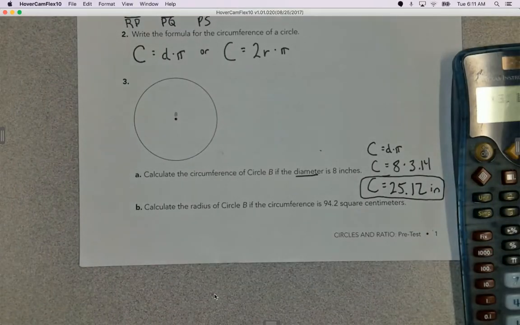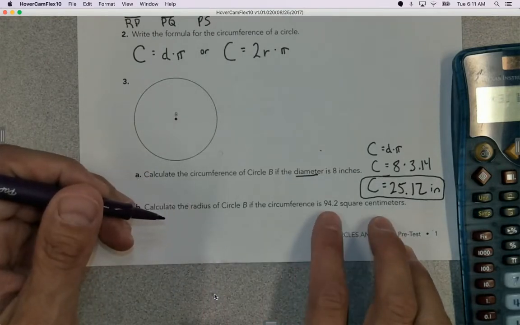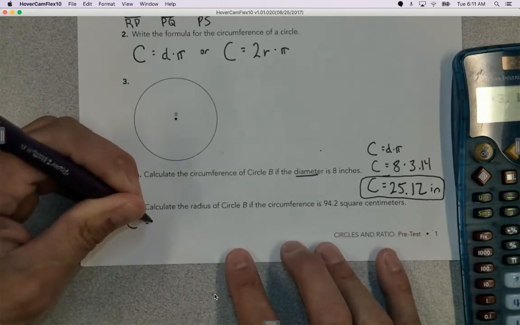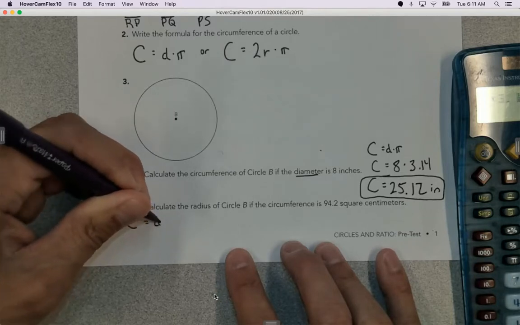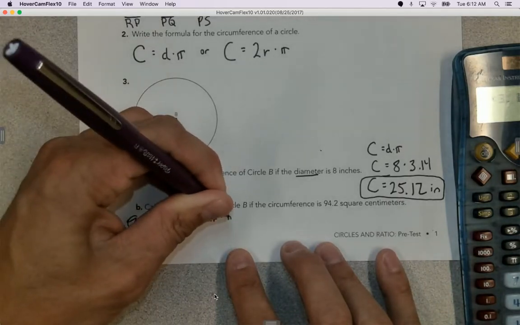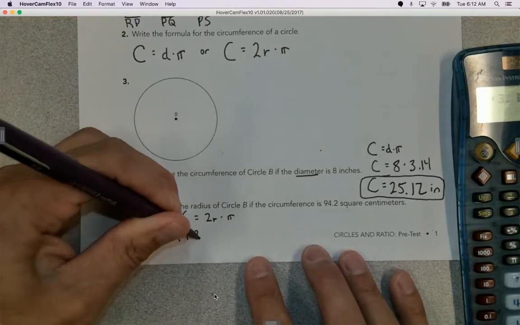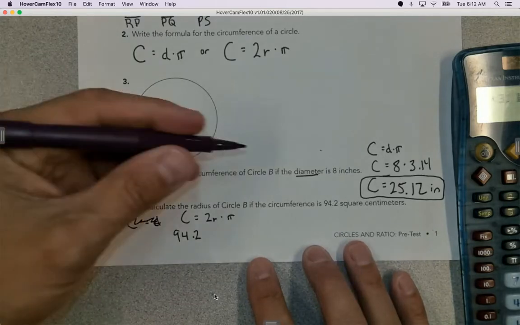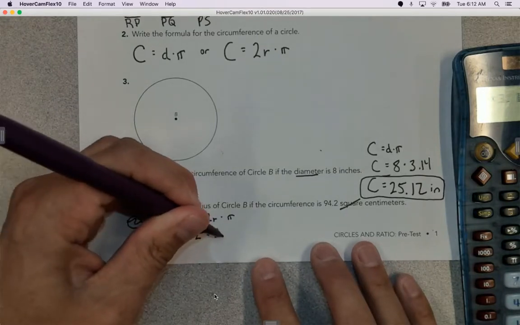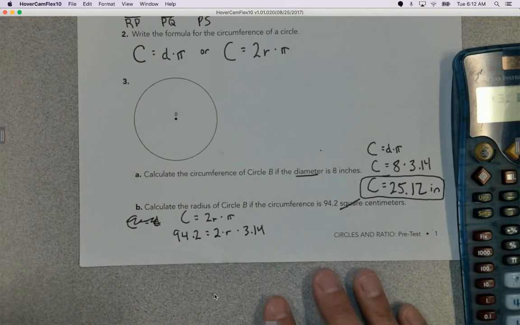This one, calculate the radius of circle B if the circumference is 94.2 centimeters. All right, so if I start with a formula, circumference is equal to 2 times the radius times pi. If that's the case, then I would know that my circumference is 94.2 centimeters. It wouldn't be square centimeters, it'd be centimeters. Then this is equal to 2 times r times 3.14.